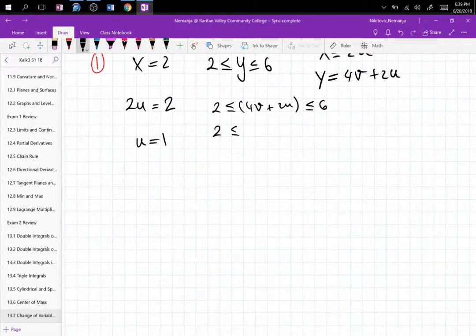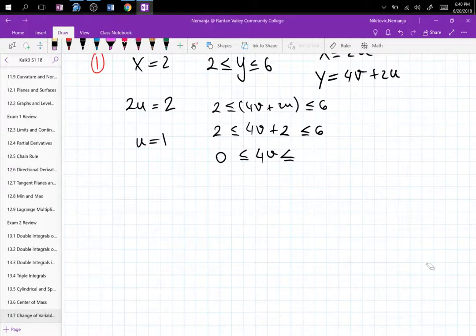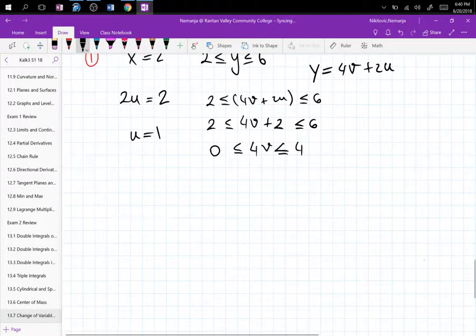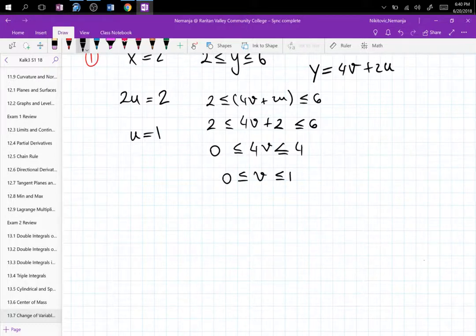I got this. Don't worry, I got this. So 4v plus 2, because 2 times 1, less than 6. I'm substituted in. So now subtract 2 on all 3 sides. So 0 less than 4v less than 4. I subtracted 2. I need to fish out v, and then I divide by 4 everywhere. So 0 less than or equal to v less than or equal to 1. Yes! That is the first.